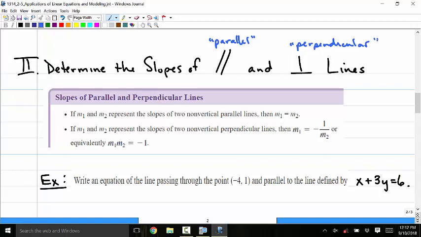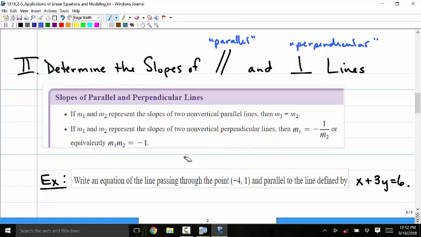Okay, determine the slopes of parallel lines. What do you know about parallel lines? They never touch. They never intersect. So if you have two lines that never intersect, what can you tell me about their slope? They're the same slope, the same steepness. If they had different steepnesses, then one would eventually touch the other, right?